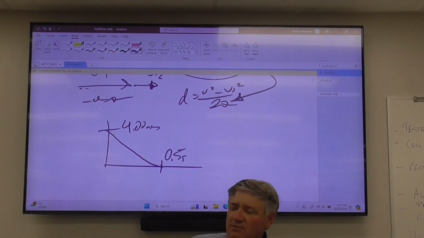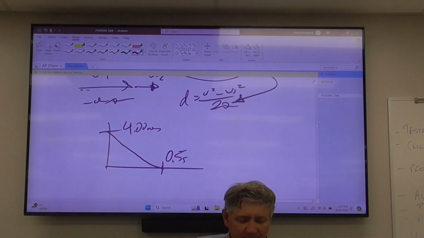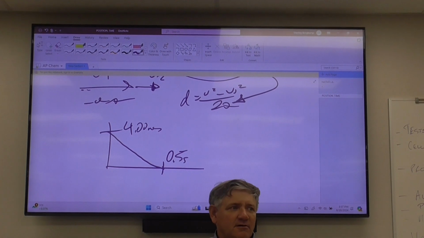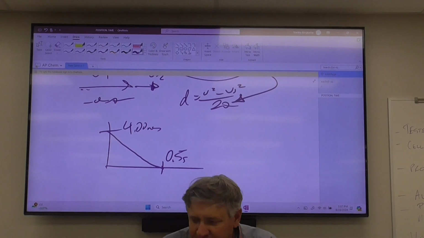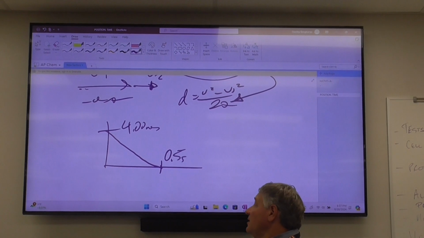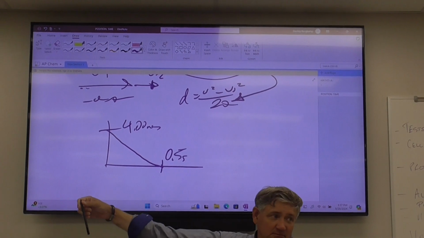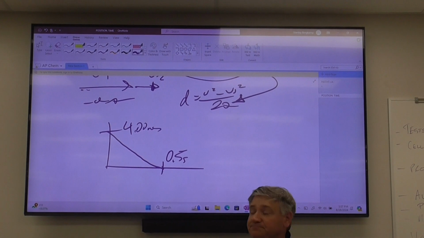Negative, right? So make sure you label the slope of the line. Now, when you get to D, you want to figure out how far the person slid. A couple of things you could do. You could just find the area underneath the velocity time graph because it's a triangle. Okay? You could do that.